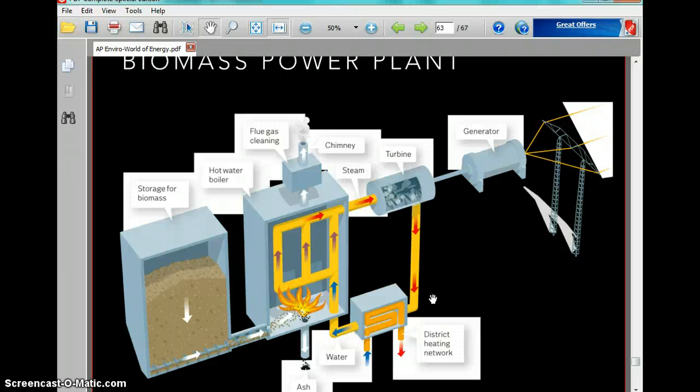Now, here's a biomass power plant. This is more modernized, but you have the storage area over there, and it's almost like a coal power plant. It's burned, water heats and turns to steam, the steam turns the turbine, the water cools and condenses, while the turbine spins the generator for power.